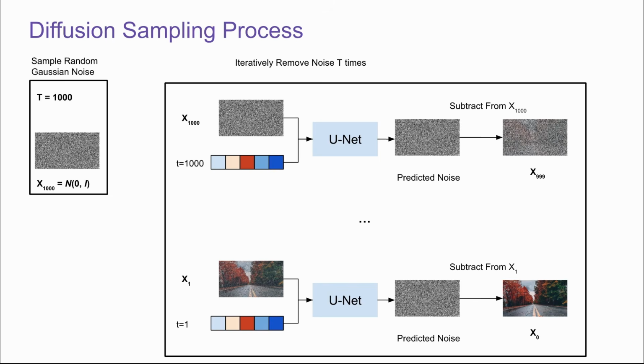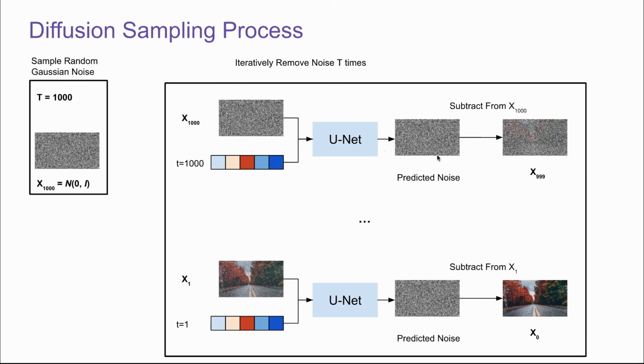This is a visualized view of the diffusion sampling process. Let's say we first sample random Gaussian noise for t equals 1000. So this is x1000. It's just pure noise. And then we iteratively remove noise for t times. For the first time, we pass in t equals 1000 time step, transform it to time embedding, and then pass in x1000 to the UNet.